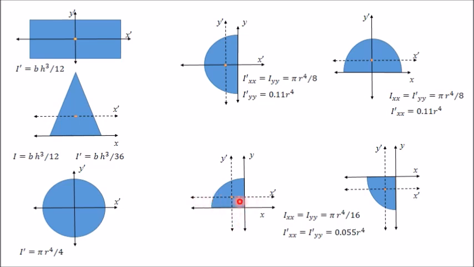Centroidal axis are these. Here centroid is somewhere here, which is 4r by 3 pi distant from y-axis, and similarly 4r by 3 pi distant from x-axis. So about these two axes, it will be half of the value which we have obtained here for semicircle. So 0.11 divided by 2 is 0.055 r raised to 4.